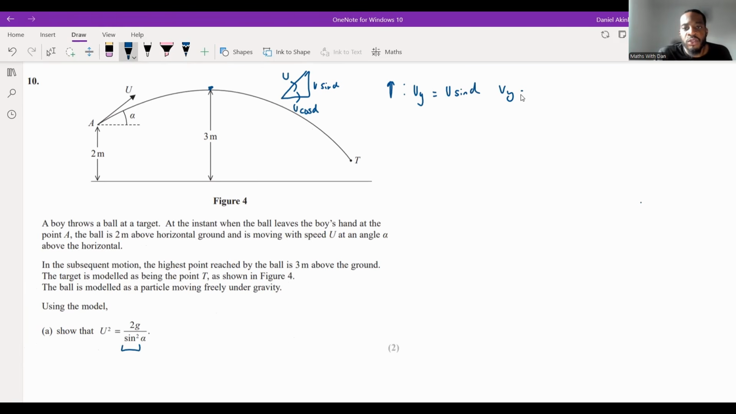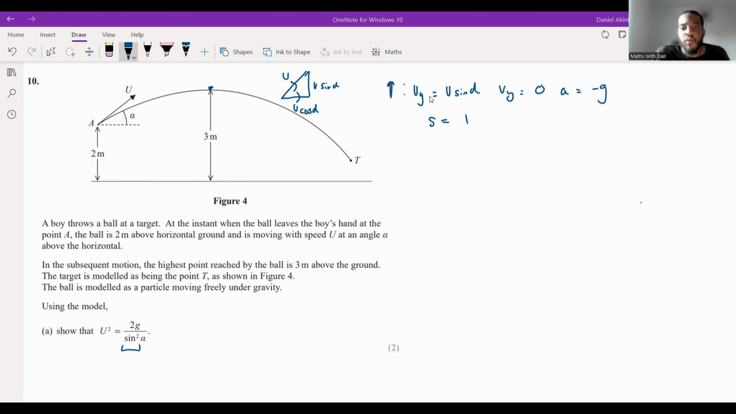The final velocity, we're modeling it at the maximum height, is going to be zero. Acceleration due to gravity, modeling up as positive, is going to be minus g. And s, our displacement, is going to be one, because we're modeling it from 2 meters above. 2 to 3 is one. So s is going to equal one. Everybody happy with that?